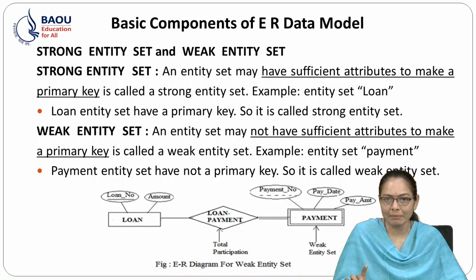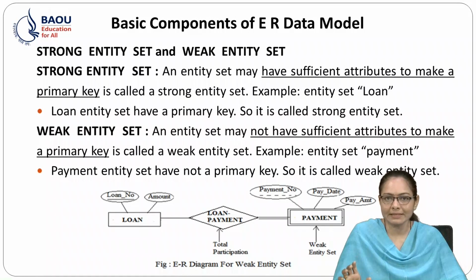The primary key of the weak entity set is formed by the primary key of the strong entity set. The weak entity set is existence dependent on a strong entity set. Thus, the primary key of the payment entity set is loan number and payment number. Individually, the payment number does not identify a unique record, so we combine the loan number and payment number to identify the unique record.